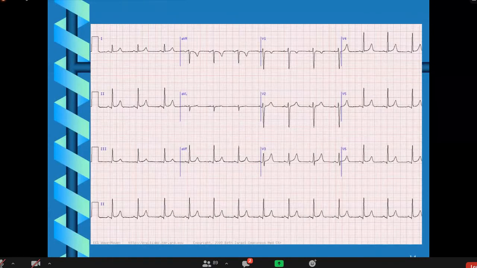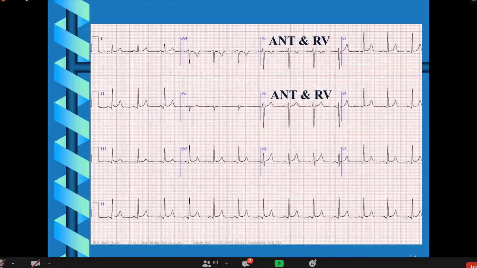So let's come again to this ECG. Okay, this is anterior, V1 sees anterior or RV. So if there is an RV infarct, which happens along with the acute inferior wall MI, we see ST elevation in lead V1. So why? Because V1 is placed right in front of the right ventricle. V2 is also anterior, right ventricle.